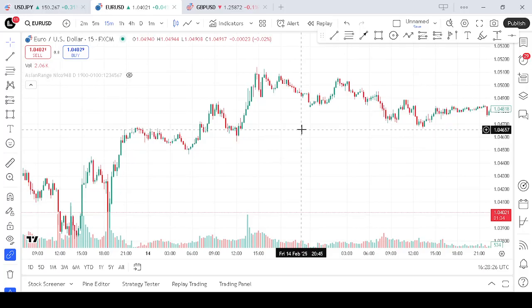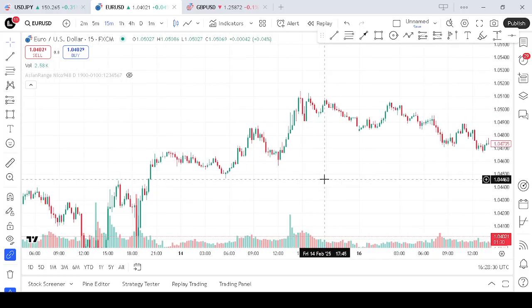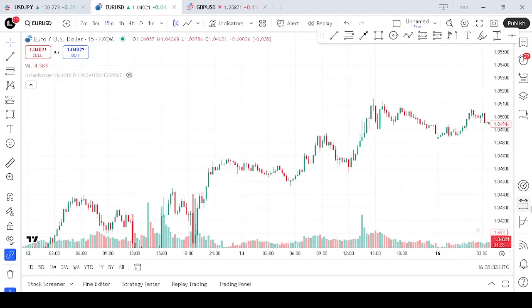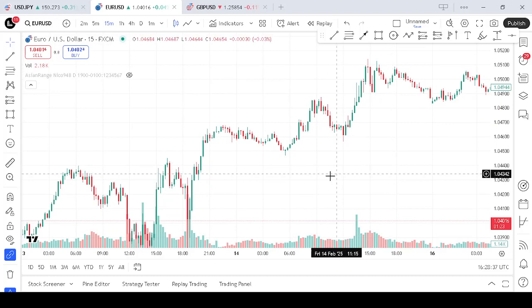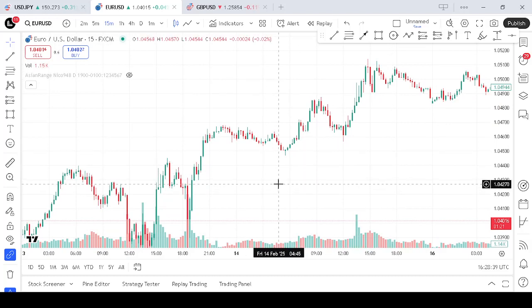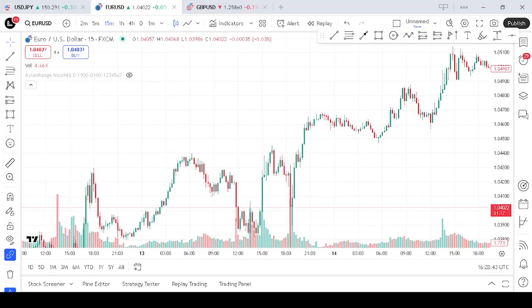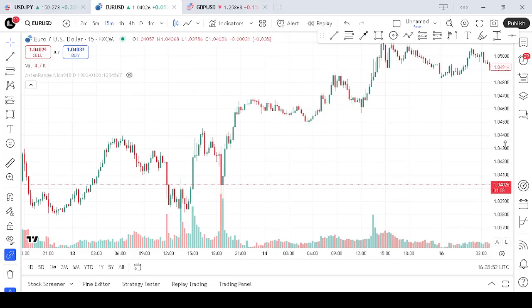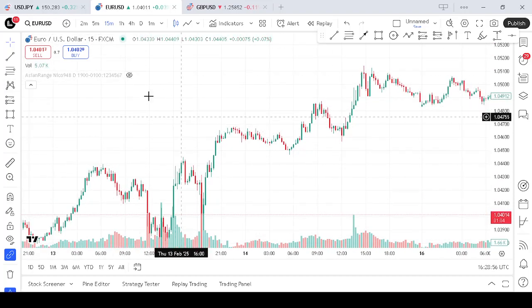Now the 50 pip strategy is a momentum based strategy that captures the initial move at the London Open, typically occurring between 7 a.m. to 10 a.m. GMT. This strategy capitalizes on the high volatility during the London Session Open, specifically designed for major pairs such as the GBP USD and the Euro USD. Now let's look at an example on the chart.